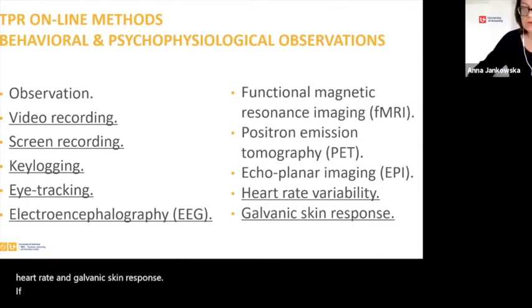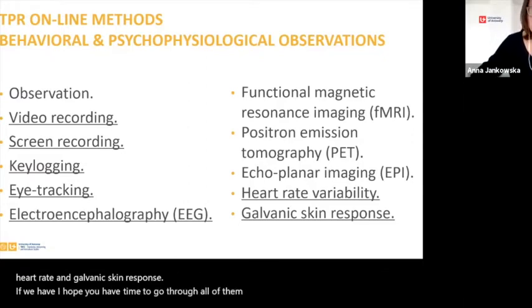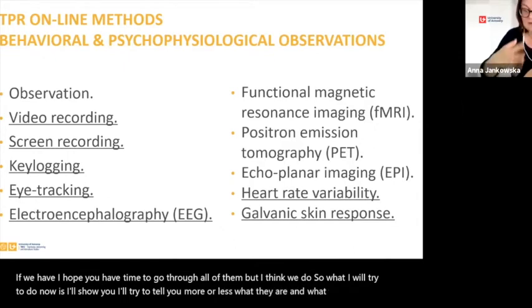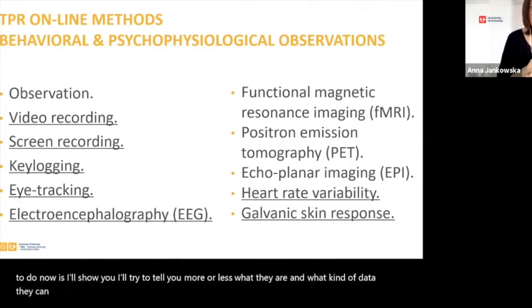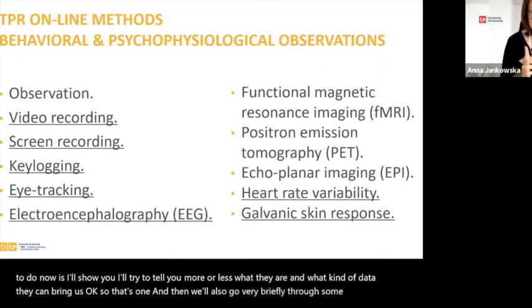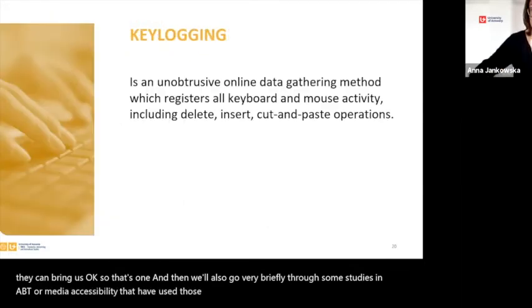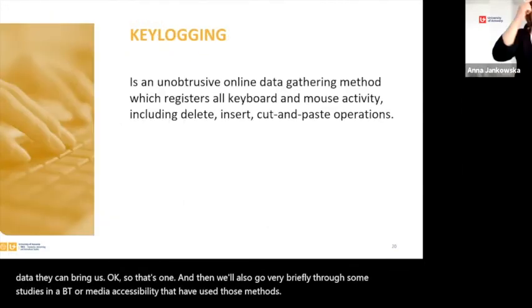I hope we have time to go through all of them, but I think we do. So what I will try to do now is tell you more or less what they are and what kind of data they can bring us. And then we'll also go very briefly through some studies in AVT or media accessibility that have used those methods. Okay, we'll start with keylogging.